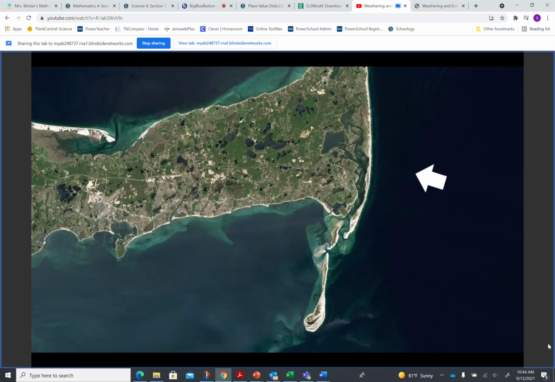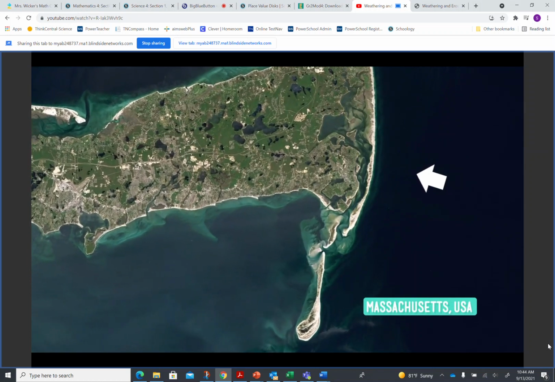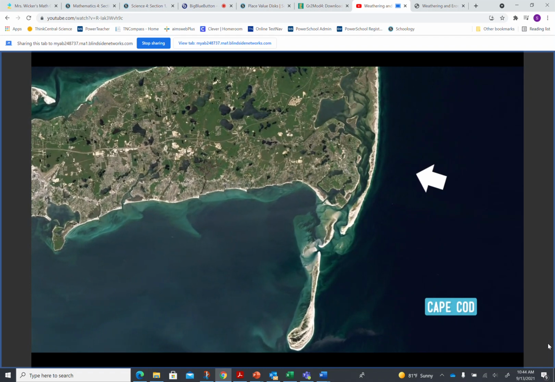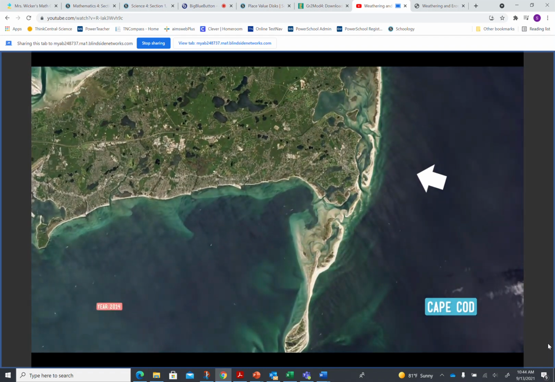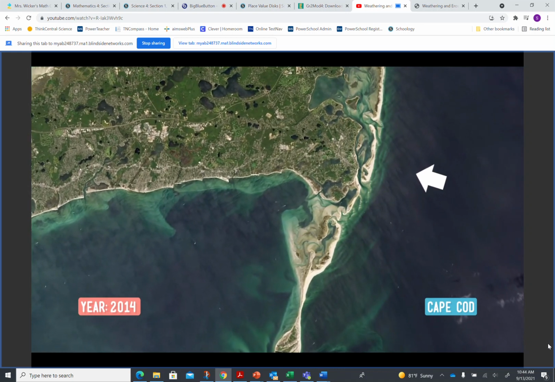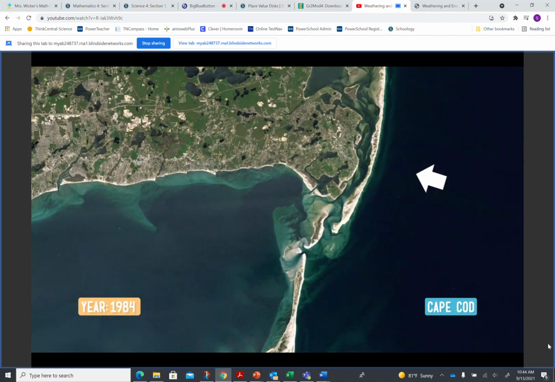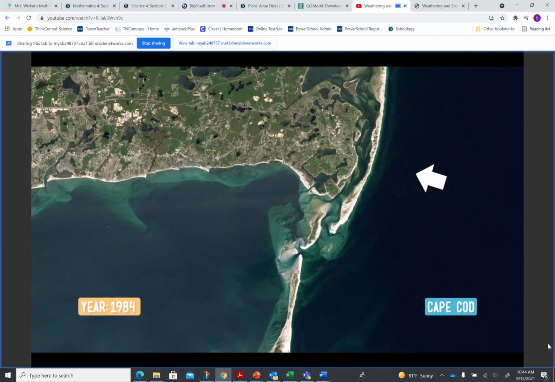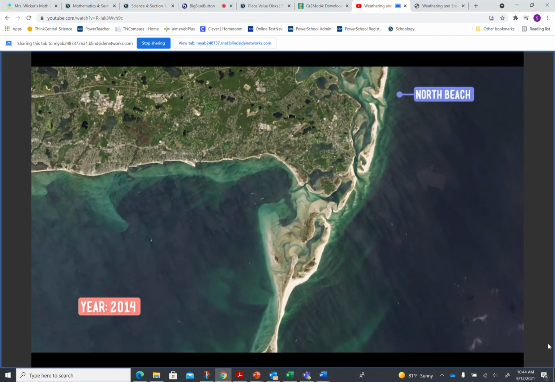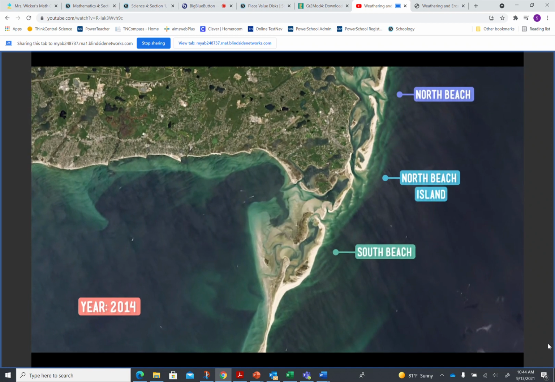This is a picture taken from space of the coastline of Massachusetts in the northeastern United States. It's part of a landform called Cape Cod, and the picture shows what the beaches and islands around it look like in 1984. Now look at this photo from 2014. What's different? There are actually more islands in 2014 than there were before. Back in 1984, that long strip of land was North Beach. Now, that strip of land has been chopped up into separate islands. The top part is North Beach, the middle area broke off into North Beach Island, and the bottom part is now called South Beach.